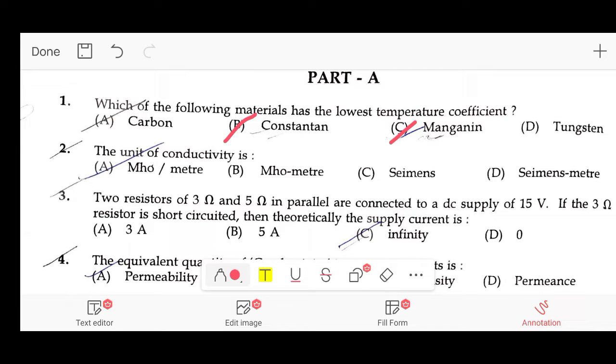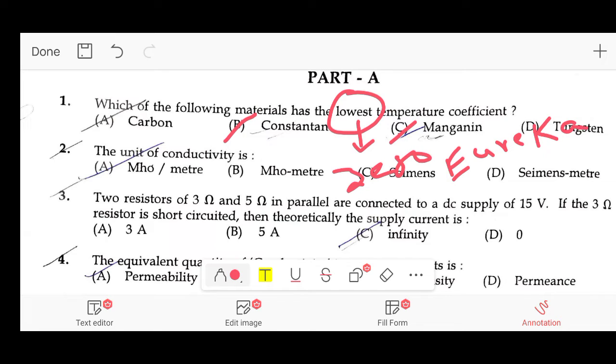If they are asking for zero temperature coefficient, then one more option is there, and that answer is eureka. If zero temperature coefficient is asked, then the answer is going to be eureka.